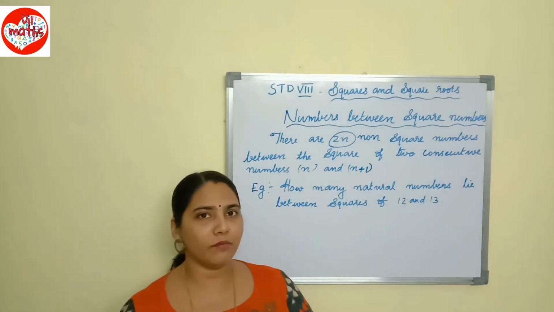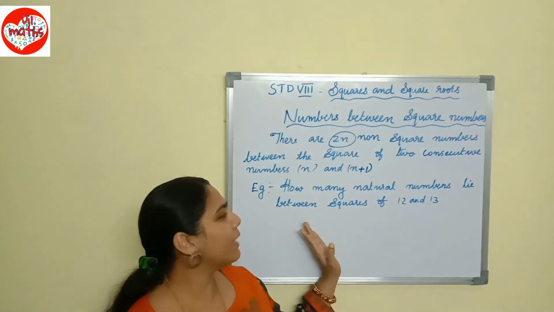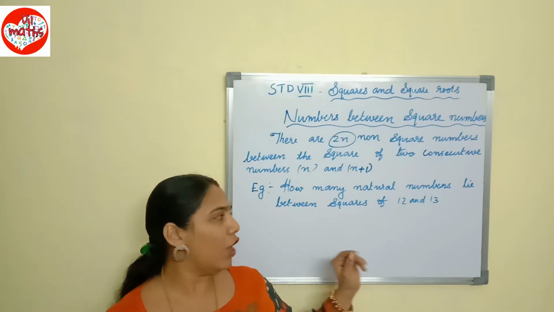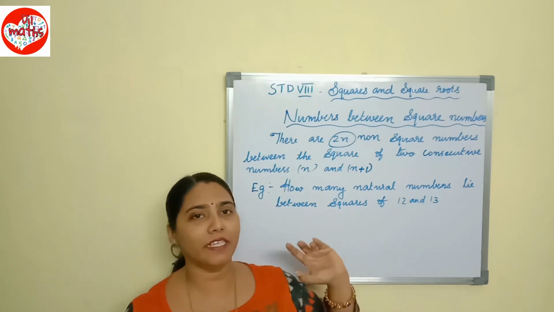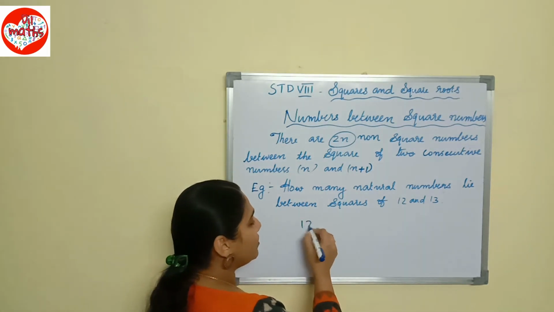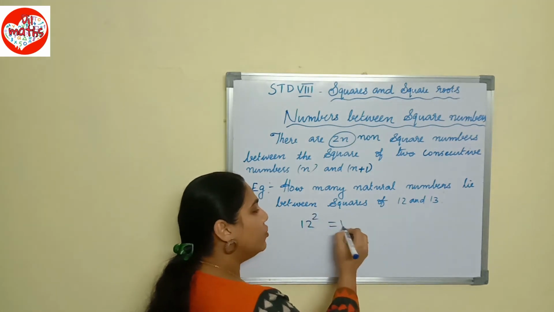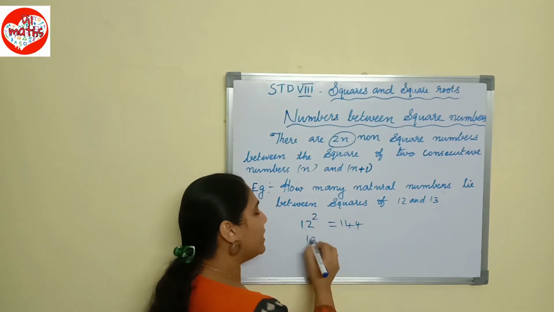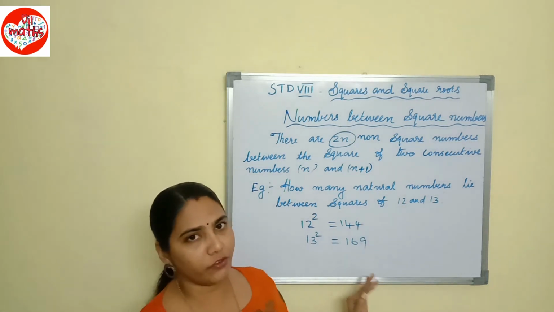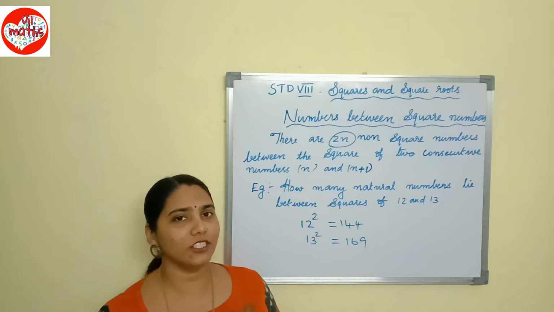We'll check one more example. What is the question given here? How many natural numbers lie between the squares of 12 and 13? So you should find out how many non-square numbers will be there in between 12 squared and 13 squared. What is 12 square? 144. And what is 13 square? 169. So in between 144 and 169, how many natural numbers are lying? That you should find out.